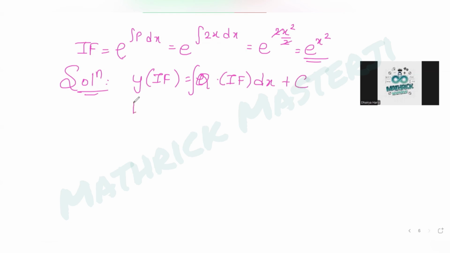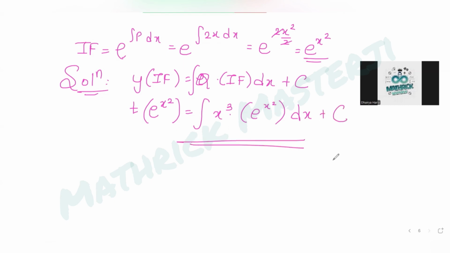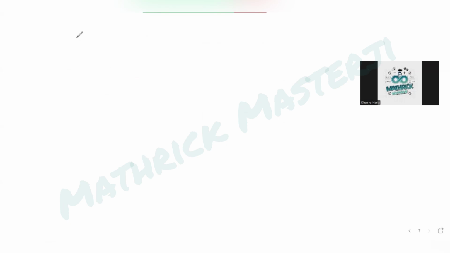Now, instead of y we have t everywhere, so let's put t everywhere. IF is your integrating factor, which is e raised to x squared, so t times e raised to x squared equals integral of Q, which is x cubed, times IF, again e raised to x squared, dx plus c. Let's try to evaluate this integral: integral of x cubed e raised to x squared dx. In this case, put, let's say, x squared as z. Then 2x dx is dz.